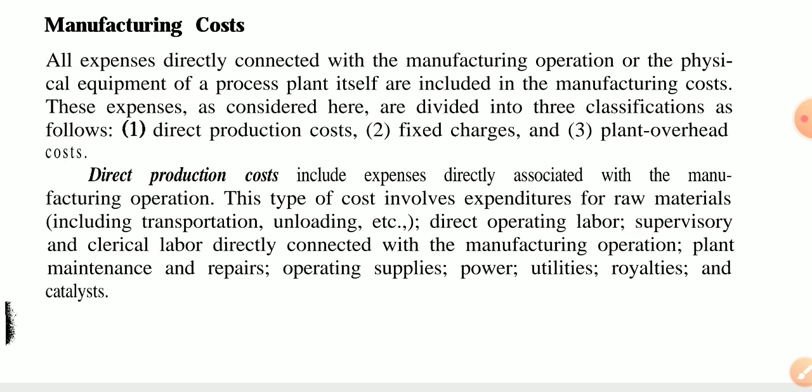Okay, the direct production cost, fixed charge and plant overhead cost. The direct production cost includes expenses directly associated with the manufacturing operation. This type of cost involves expenditure for raw materials including transportation, loading, unloading, etc., direct operating labor, supervisory and clerical labor directly connected with the manufacturing operations, plant maintenance and repairs, operating supplies, power utilities, royalties and catalyst.